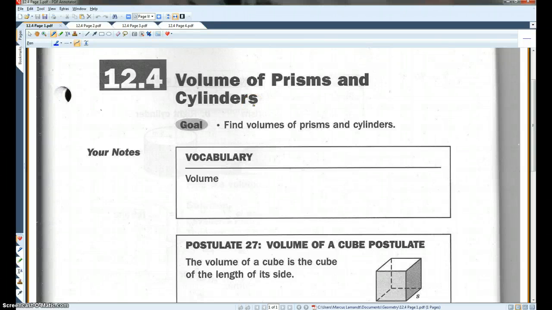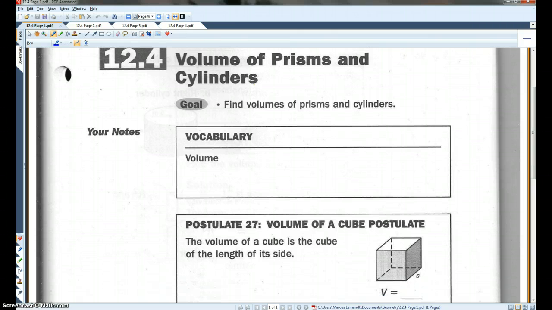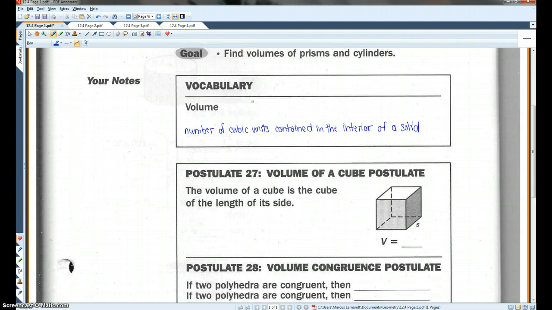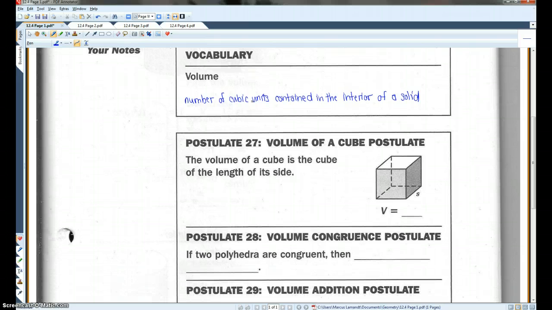Alright, you guys, if you could please turn to the page in your notes that looks like this. 12.4. Volume. The volume of a solid is the number of cubic units contained in its interior. Alright? Postulate 27. Volume of a cube postulate. The volume of a cube is the cube of the length of its side.